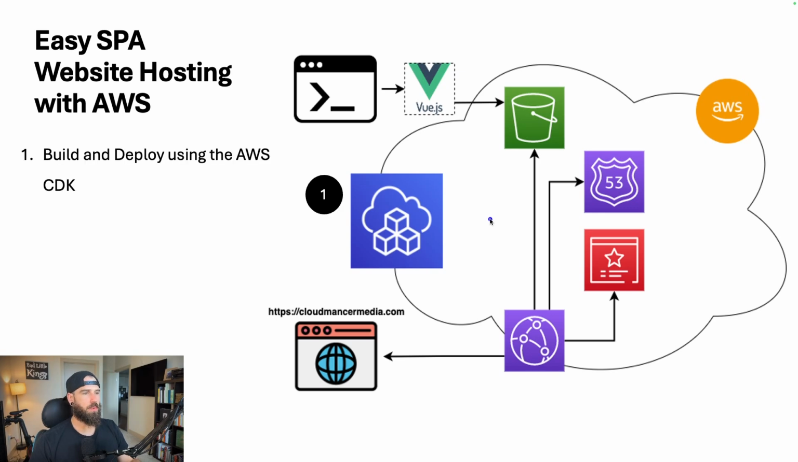All right, so the first thing that we're going to do here is use the CDK to build and deploy our infrastructure. Our infrastructure is just going to include 4 pieces: an S3 bucket, a Route 53 hosted zone, an ACM certificate, which is just an SSL certificate, and a CloudFront distribution.